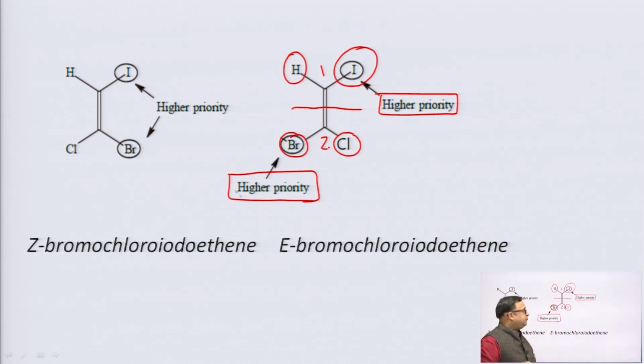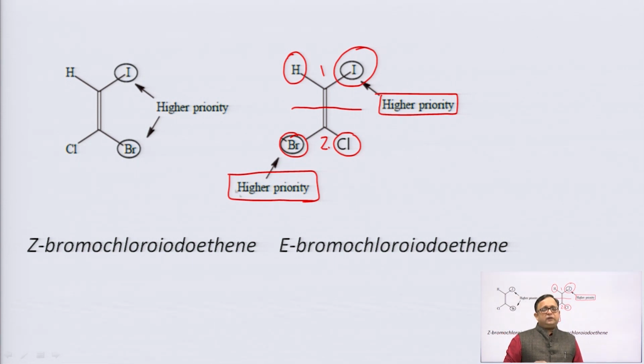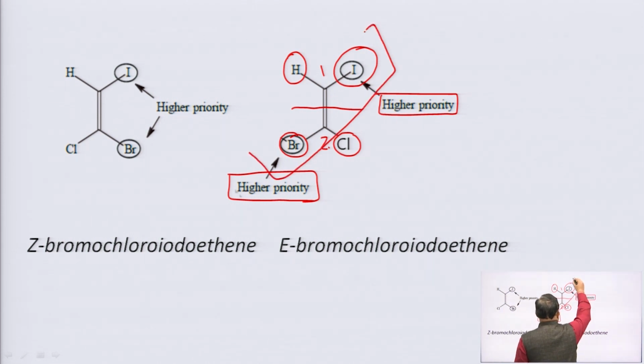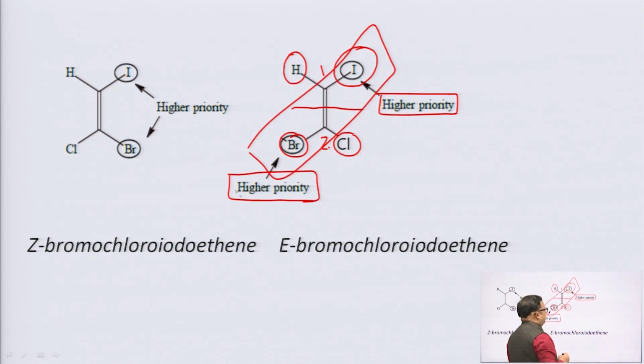Now, in the next step, just focus on the substituents with higher priority. So, the substituents with high priority are bromine and iodine. Now, look at their orientation. Bromine and iodine are present opposite to each other. So, it will be designated as E-bromochloroiodoethene.